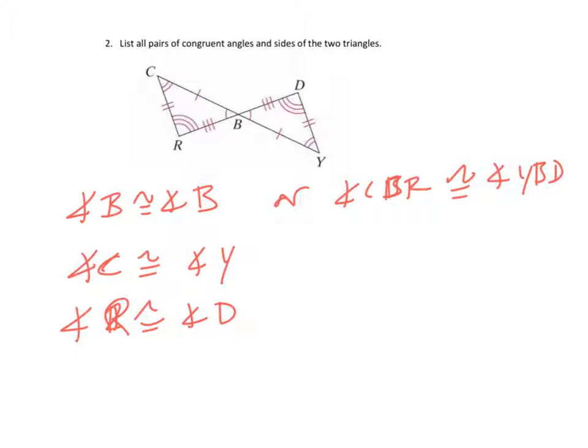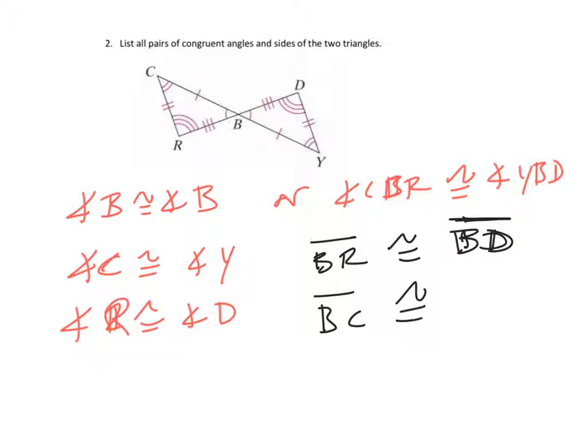So same kind of thing. Notice single mark, double mark, triple mark, triple mark. So we'll start out with BR. So side BR is congruent with side BD. Oops, BD. Don't forget again, put that line segment mark above. So BR, BD. How about BC? Right, is congruent with BY.